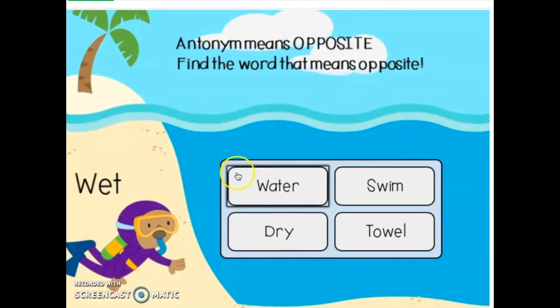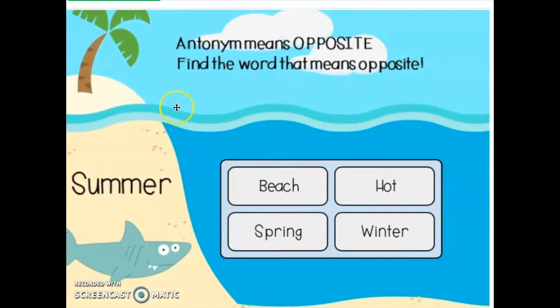Great job. Now we have wet. The opposite or antonym of wet, is it water, swim, dry, or towel? If you are wet, the opposite is, I'm going to read the words one more time: water, swim, dry, or towel. What is the antonym? That's right, dry. The opposite of wet is dry.